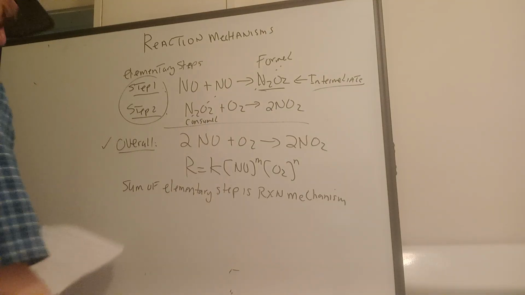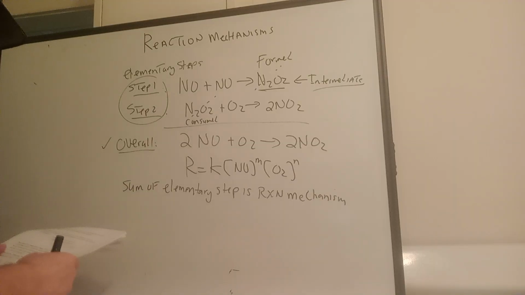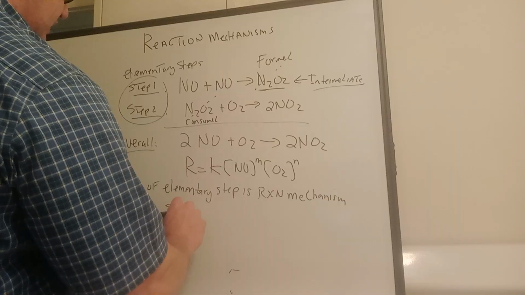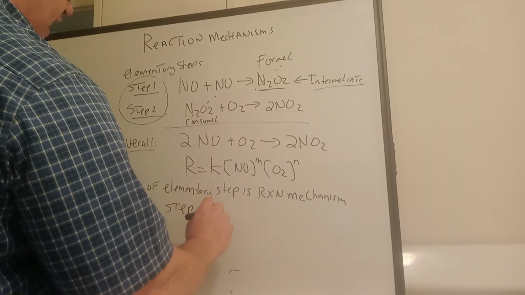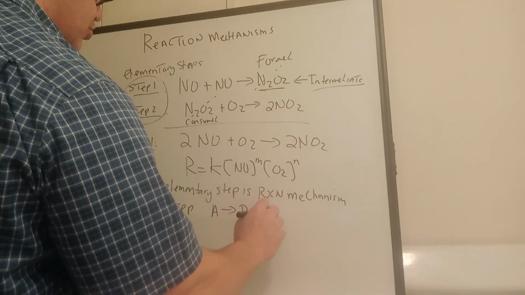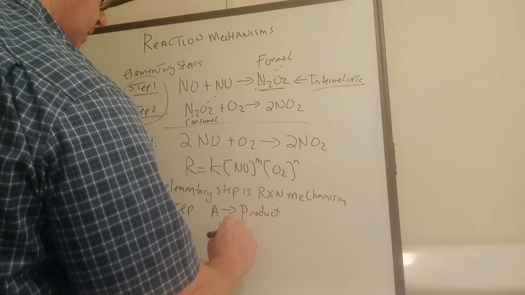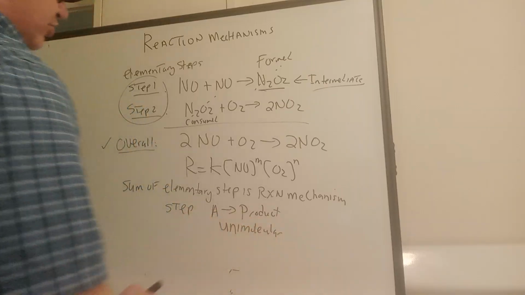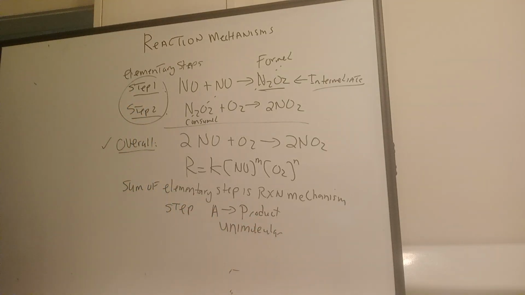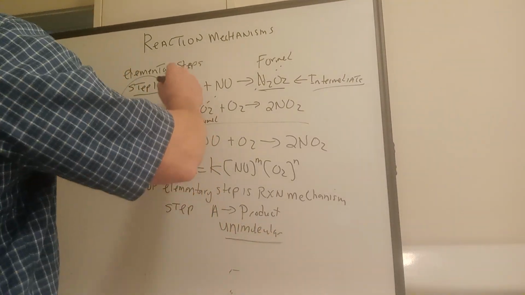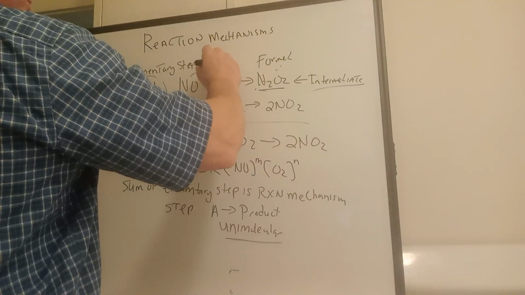Also, there are other cases. For example, there's a unimolecular step. If you have a step that looks like just going from A to products in a mechanism, that would be unimolecular. There's one species, it could be a molecule or it could be actually an atom or an ion. That's called a unimolecular step, and these are both bimolecular.